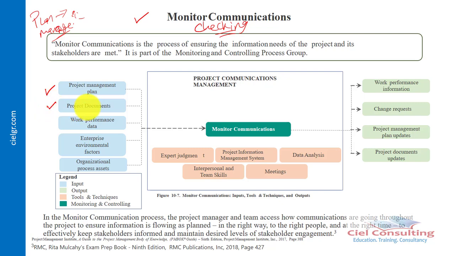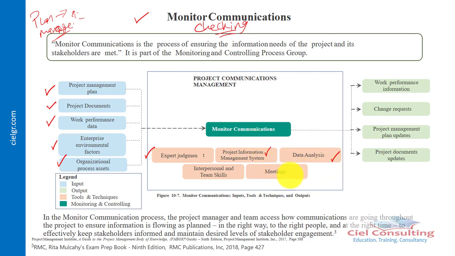Then also other project documents, for example, your stakeholder register, maps, list, and personas. And then also your work performance data, which are part of the things you gather to determine the effectiveness of your communication. Then don't also forget our enterprise environmental factors, which are factors that are not within our control, as well as the organizational process assets. Then part of the tools and techniques would include expert judgment. So we need an opinion of a subject matter expert to enable us to effectively monitor our communications. Then also you might need a PMIS, which of course refers to Project Management Information System. This is your repository where you effectively manage your project information.